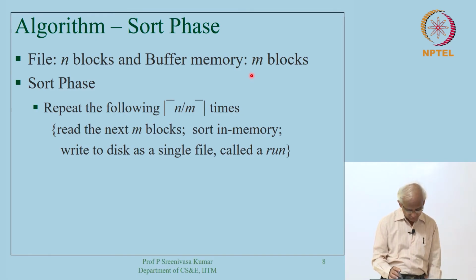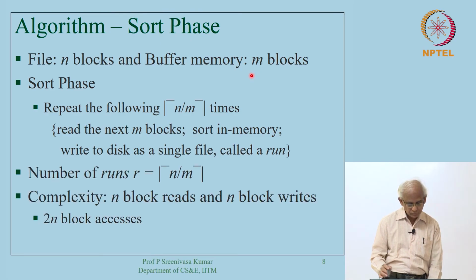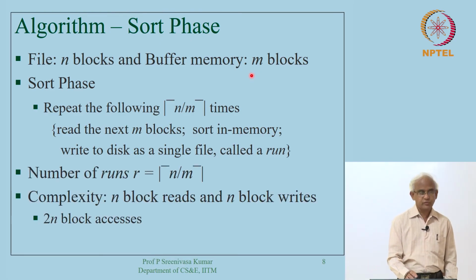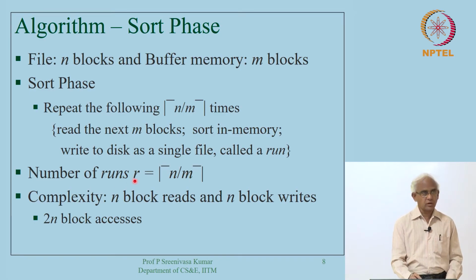What is the complexity of this whole thing? How many sub files will you create? n by m sub files. There are n data blocks, and you are reading m of them at a time, so to finish reading all of them you will make n by m iterations. In each iteration you will produce one sorted sub file. These are called runs, and so the number of runs is ceiling of n by m.